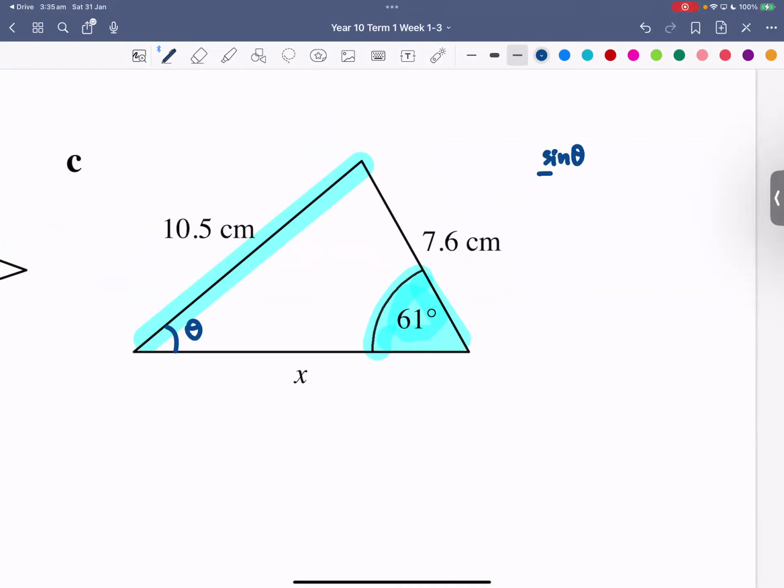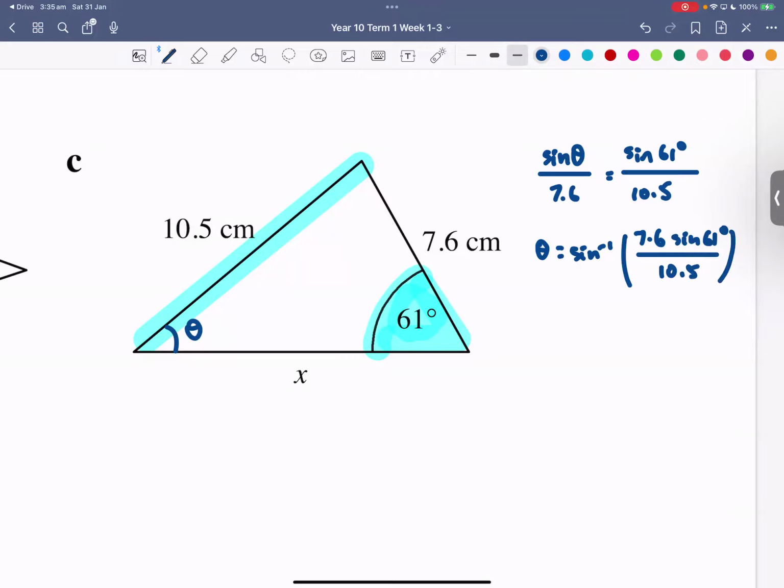Sine theta divided by 7.6 equals sine 61 degrees divided by 10.5. I bring the 7.6 to the other side, and then I do inverse sine. And Michael, what do I have to do when I do inverse sine in non-right angle trigonometry? Once I put it into my calculator, what do I have to do? Yes, then you have to do 180 minus whatever you got, because what if that's the other answer? All right, so I'll wait for someone to give me the acute theta first.